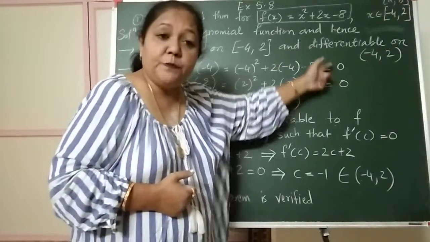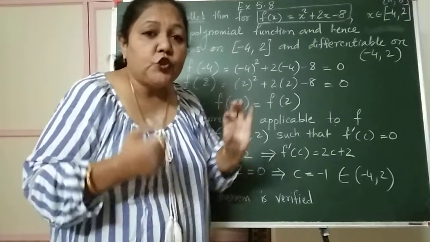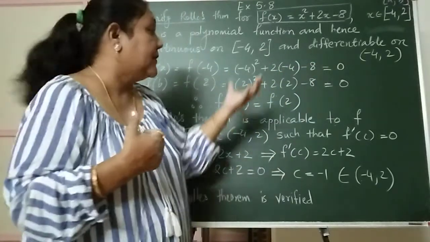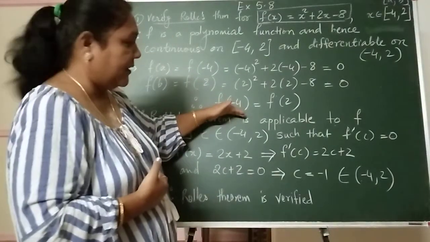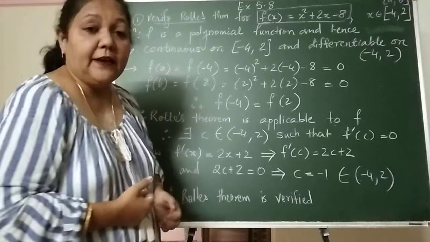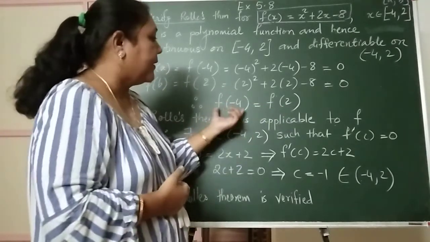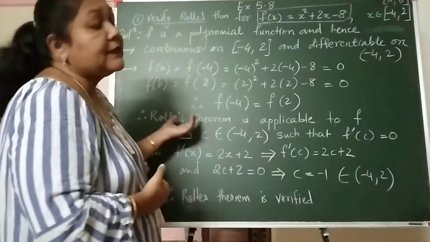The answer can be anything, you can get any answer over there, but it should be the same answer in both the cases. So f of minus 4 should be equal to f of 2. So yes, over here in my case, f of minus 4 is equal to f of 2.